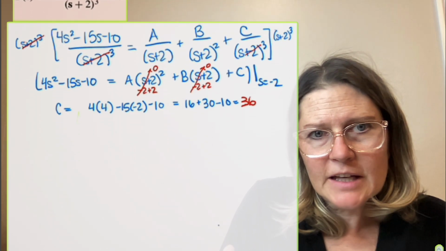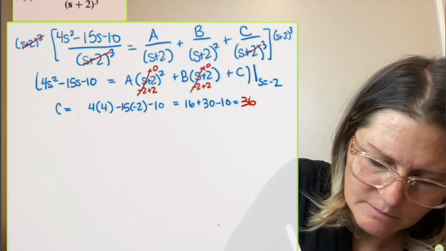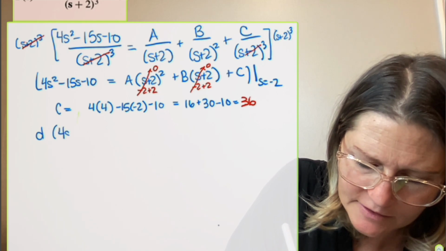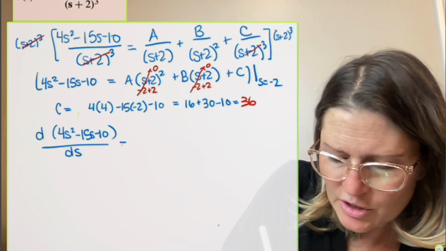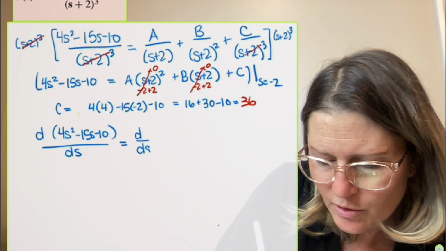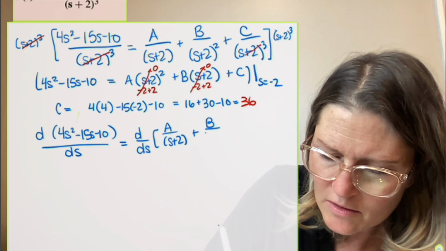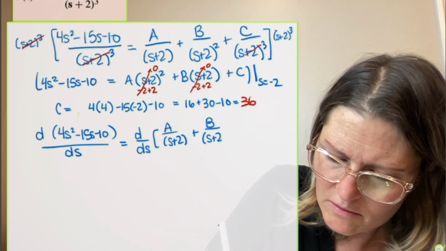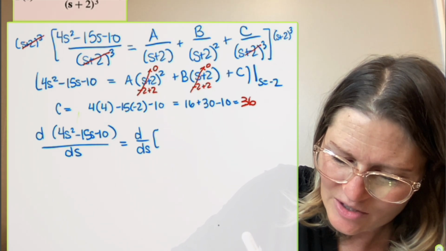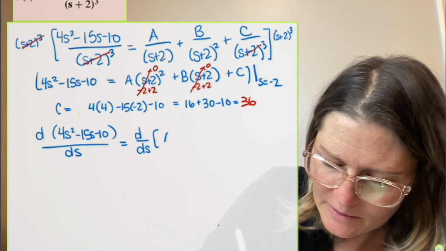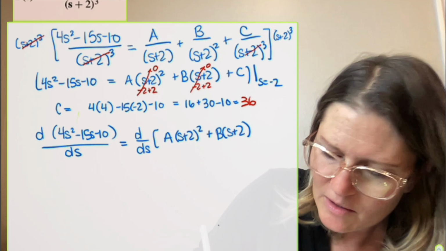So now to find A and B, we're going to differentiate the equation. And so we're going to differentiate the 4s squared minus 15s minus 10. And when we do it to one side, we have to do it to the other side. So we're also going to differentiate the other side. As I miswrite this other side. So when we've multiplied it already, this becomes A(S plus 2) squared plus B(S plus 2) plus C.